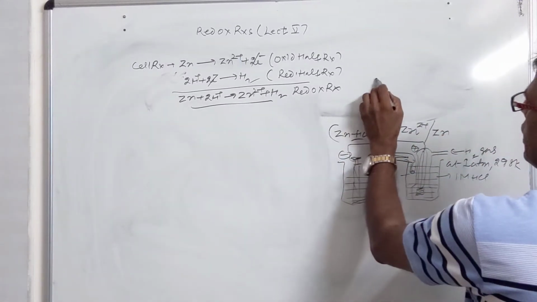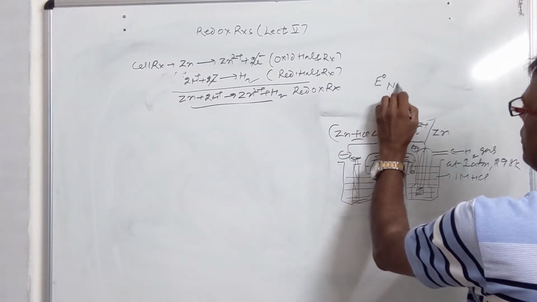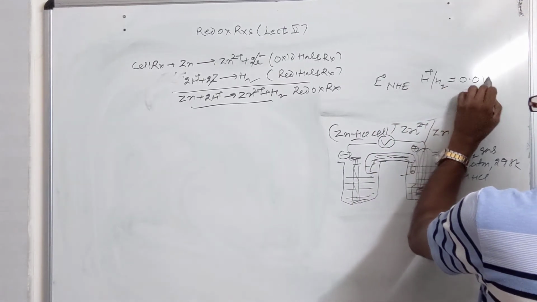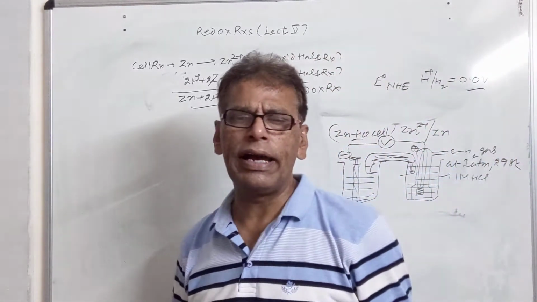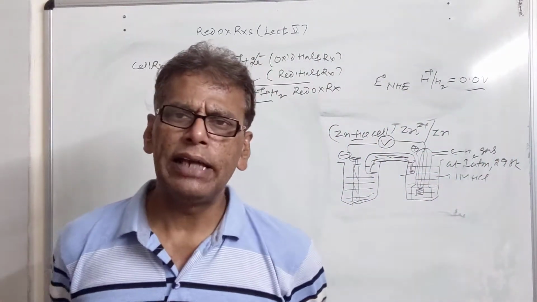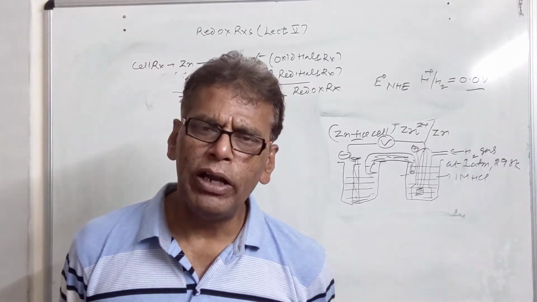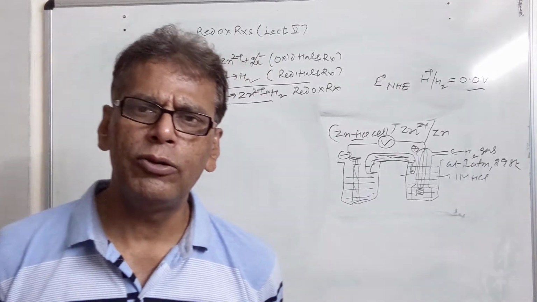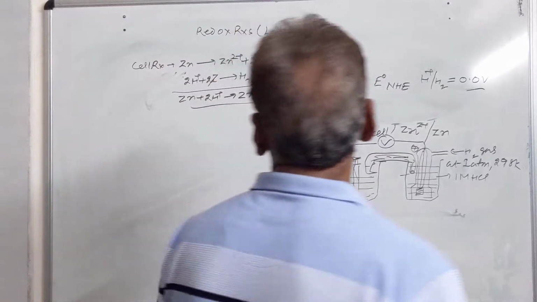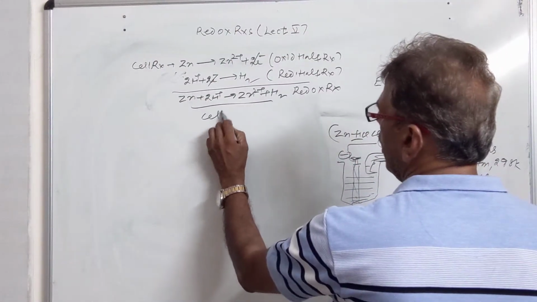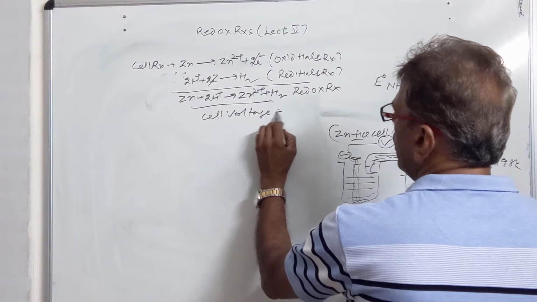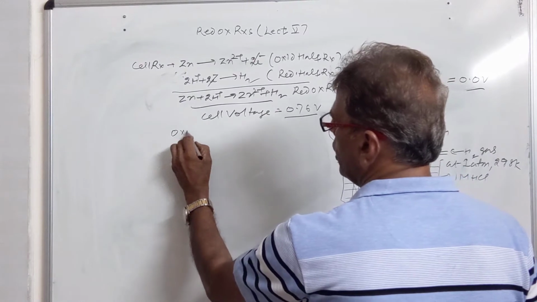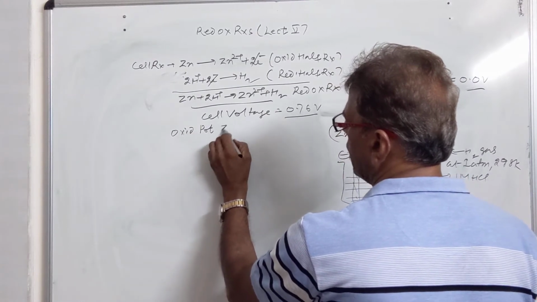Now the E naught value of NHE, that is H+ / H2, is 0.0 volt. Since this is a standard electrode, it has both the tendency to lose as well as gain electrons. So its E naught value, the standard reduction potential, is 0 volt. The standard oxidation potential is also 0 volt in this case. And whatever cell voltage is seen here, 0.76 volt was seen. It is called the oxidation potential of the zinc electrode because zinc is supplying electrons.